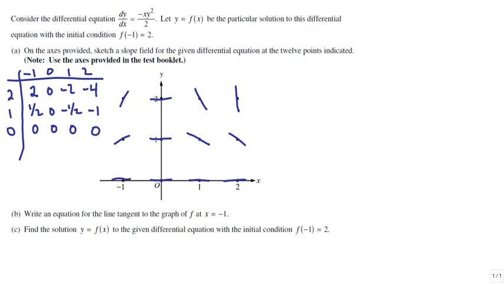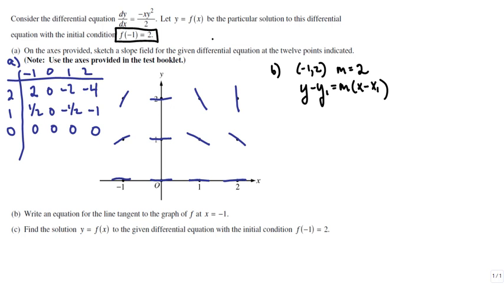Next I want to write an equation for the line tangent to the graph at x equals negative 1. So the point I'm given at x equals negative 1 is negative 1 comma 2. And you can see that above. Now what I need though is a slope, and to find the slope I'm just going to plug in negative 1, 2 into the derivative. And when I do that I get a slope of 2. So all I need to do now is plug that into my point slope form, and when I do I get y minus 2 is equal to 2 times quantity x plus 1, or simplifying gives me y equals 2x plus 4. Alright, I'm going to go on to the next part.